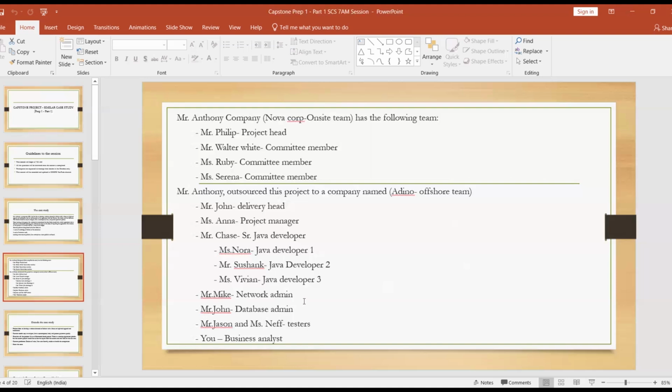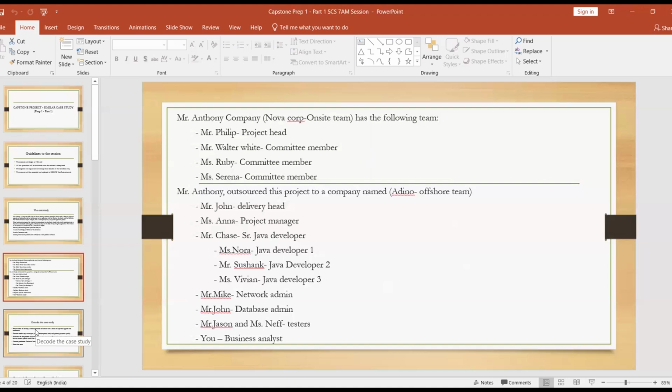Mr. Mike is a network admin, Mr. John is the database admin, Mr. Jason is a .NET tester, and you are going to act as a business analyst for this particular case study. In the sense, for the similar case study which we are going to give you, you will be acting as a business analyst.